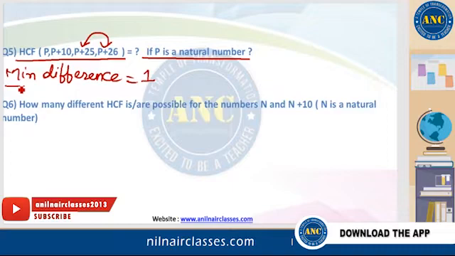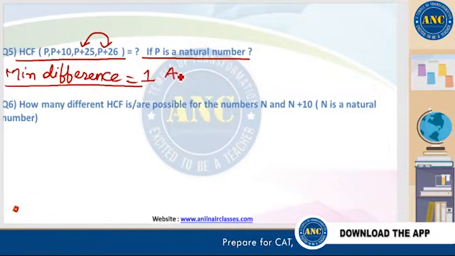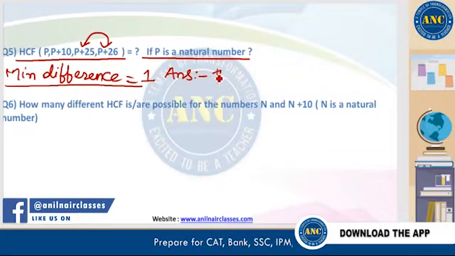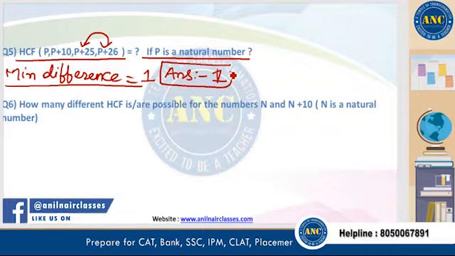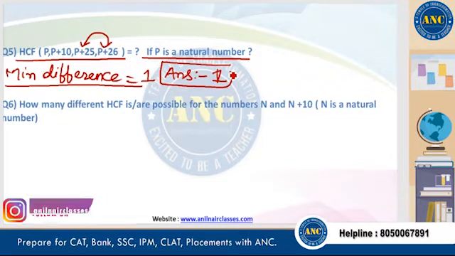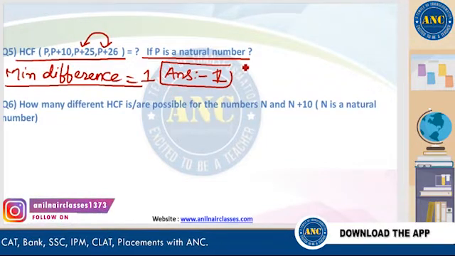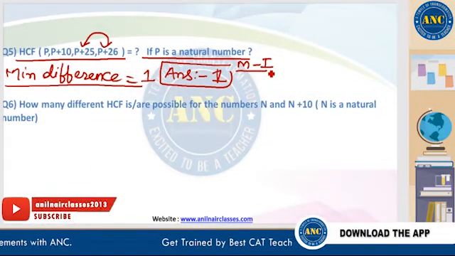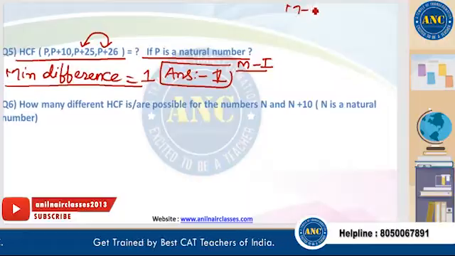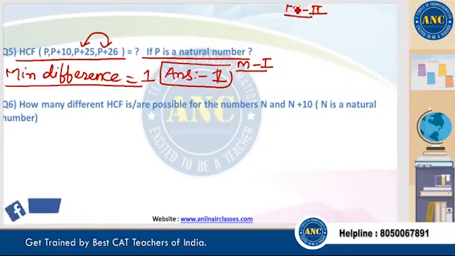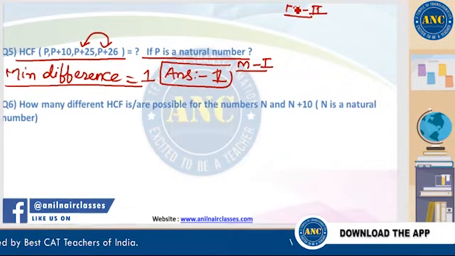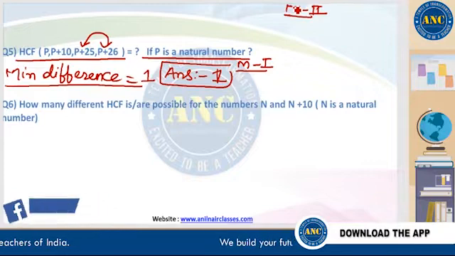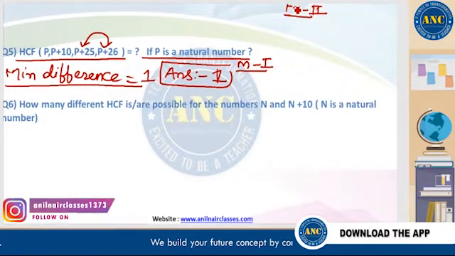Factors of 1 are just 1. One way to look at it is that the answer is 1 because the minimum difference is nothing but 1. This is method 1. Method 2: we take the minimum difference for the given numbers and then take its factors.